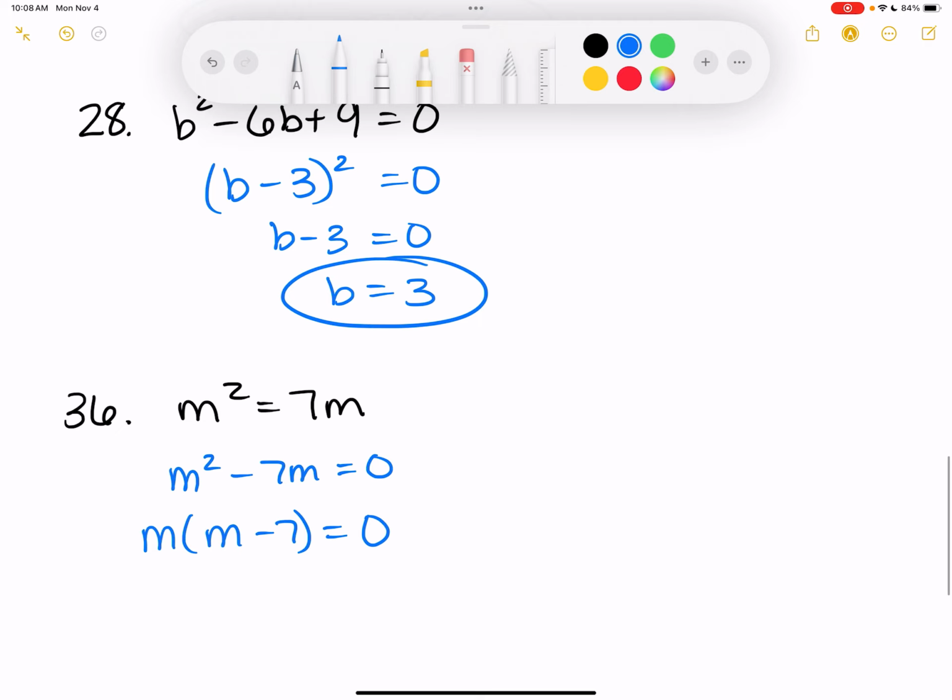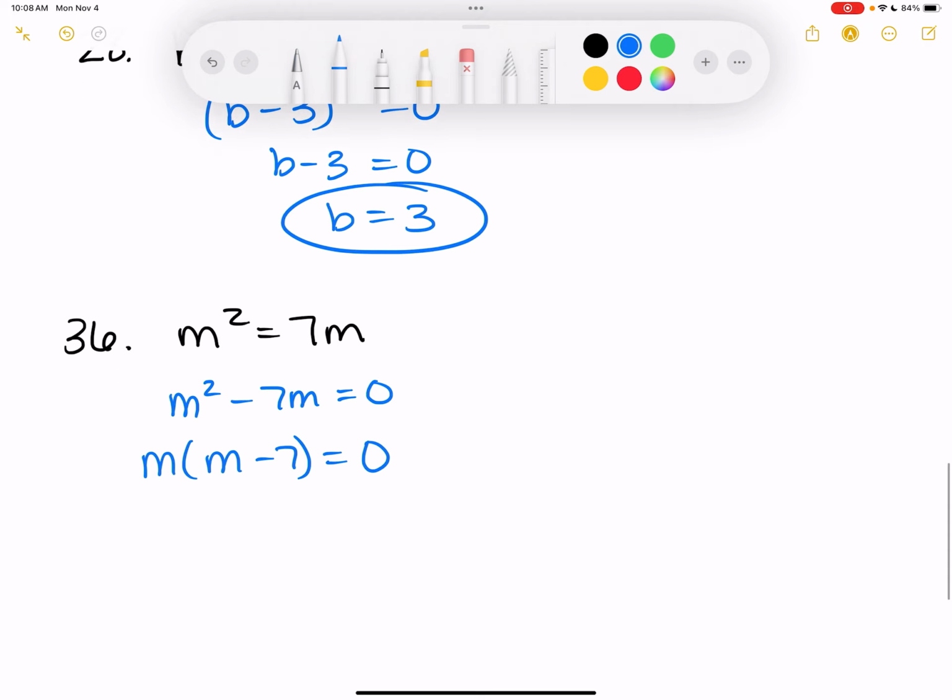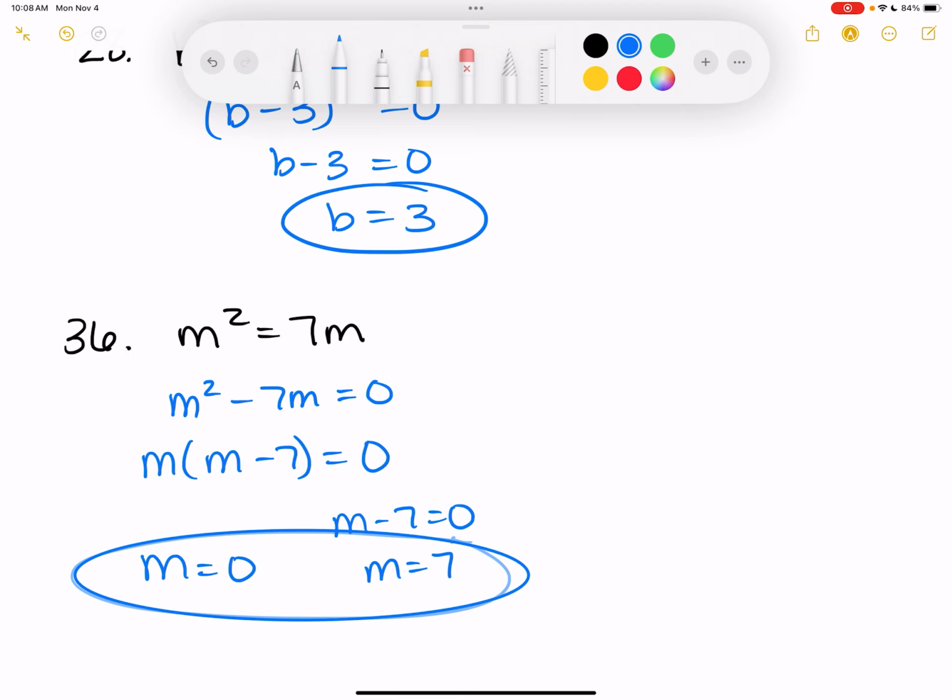So then when I split this, I end up with m equals 0, which is obviously already solved for me, or I have m minus 7 equals 0, meaning m equals 7. Okay, you do not have to write the or in there that I did earlier. Just showing you that it can't be both at the same time.